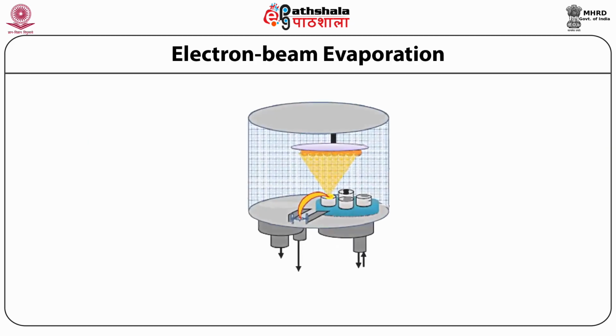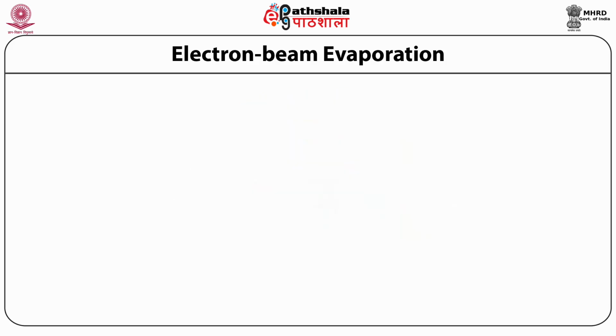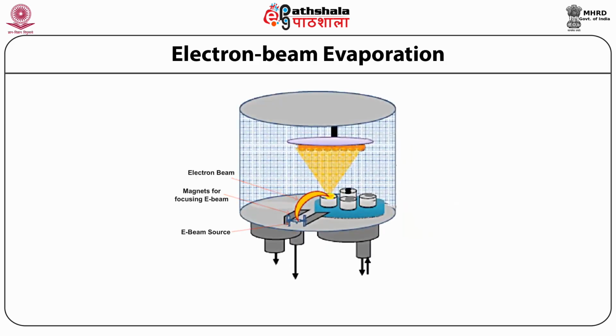The figure given here shows the schematic of the electron beam evaporation setup, in which we can see a substrate holder, then the evaporated source material, and molybdenum or graphite crucibles containing the source material. We can see an electron beam. Then there are magnets for focusing the electron beam. The electron beam source is there. There is a vacuum system to create the vacuum inside the chamber. And there is an inlet for the cooling of the source materials using water cooling. And in the end, there is the E-beam power supply.